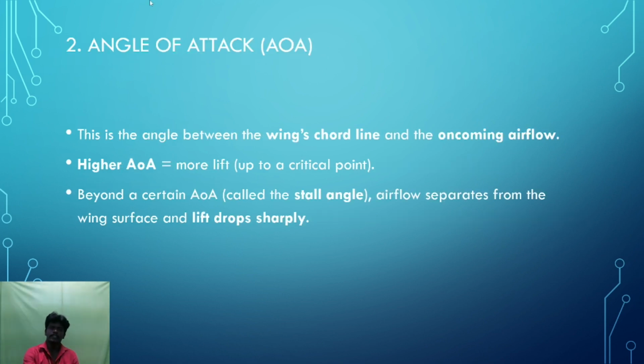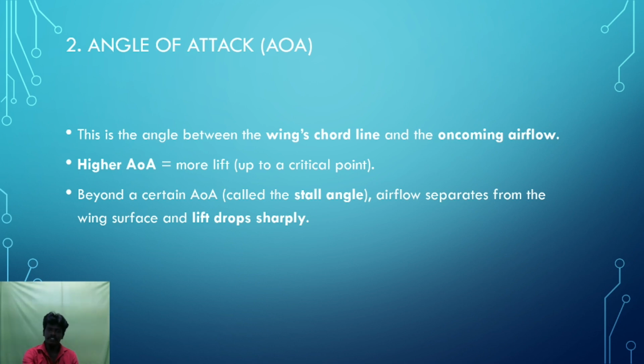Then angle of attack. Angle of attack is the angle between the relative wind and the chord line, which means the angle between the wing chord line and the oncoming airflow. A higher angle of attack means more lift is created. A low angle of attack means low lift is created.